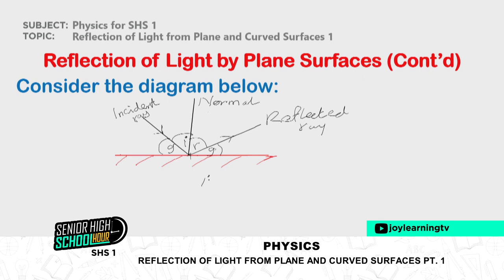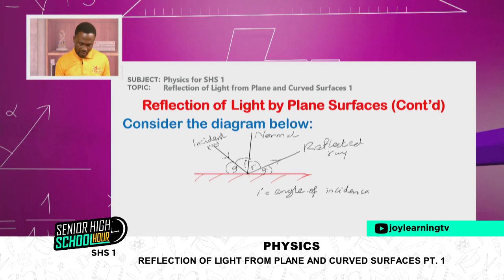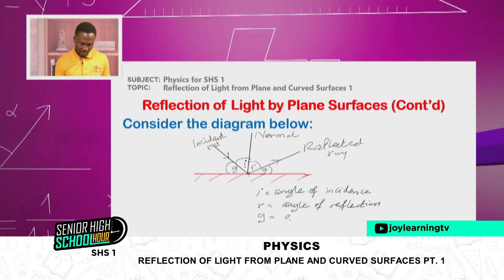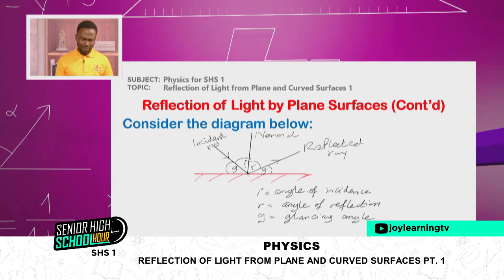So we have I giving you angle of incidence. And then I have R giving me angle of reflection. Then I have J giving me glancing angle. Now, let me use this diagram to do just one thing.